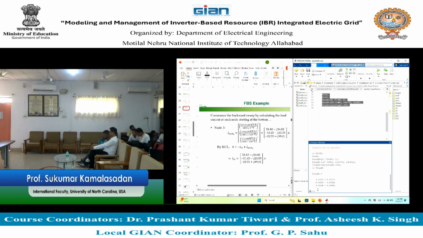V3 equal to V1. When you calculate based on the load and the voltage, calculate the current. You have to have the load also.